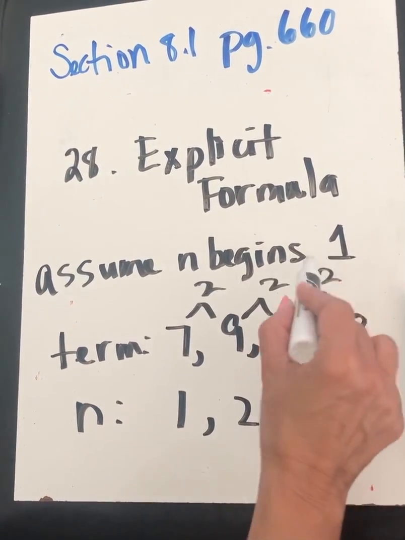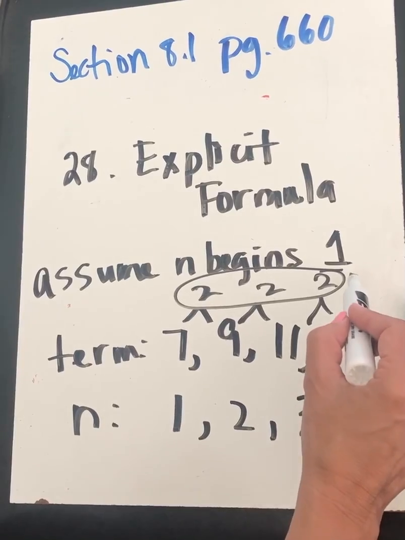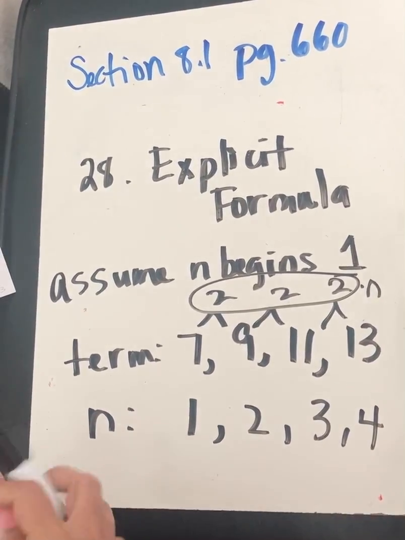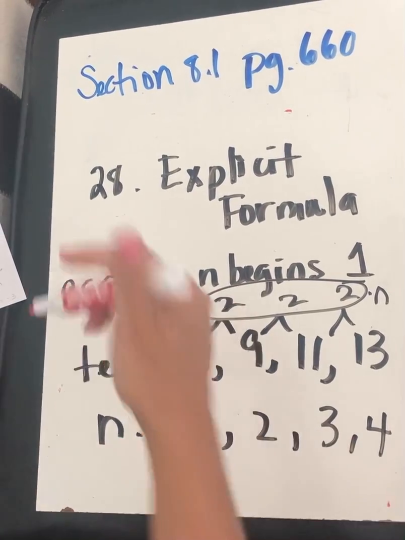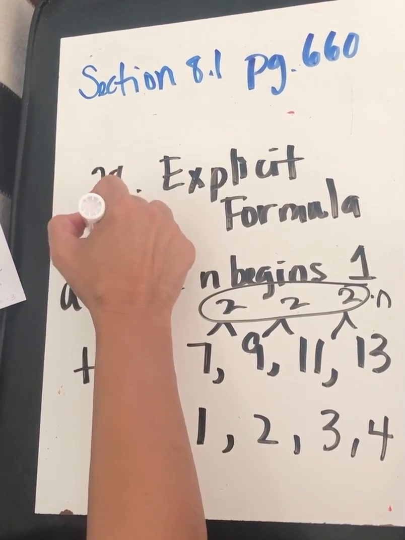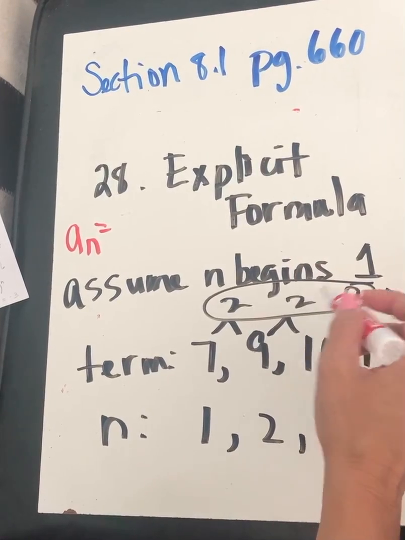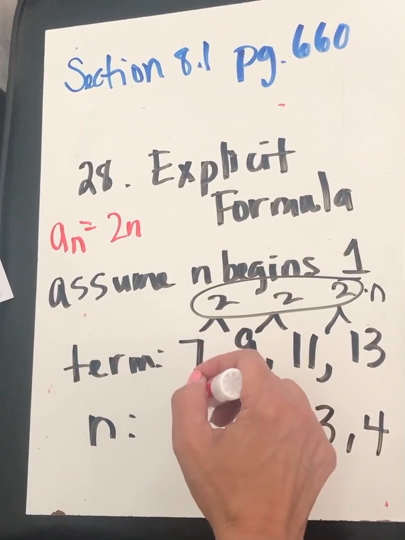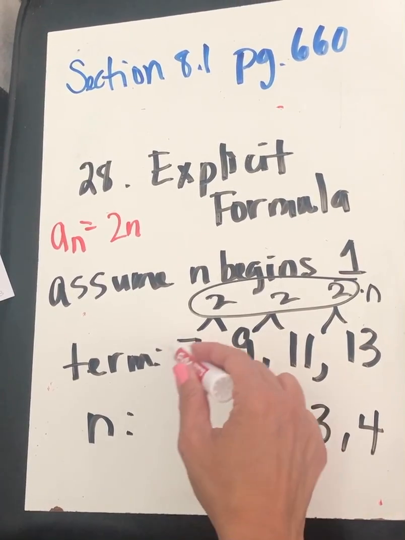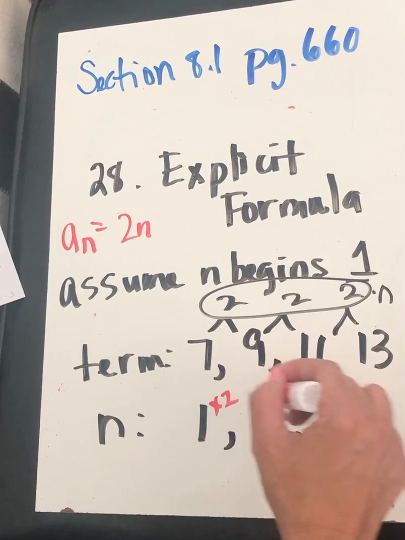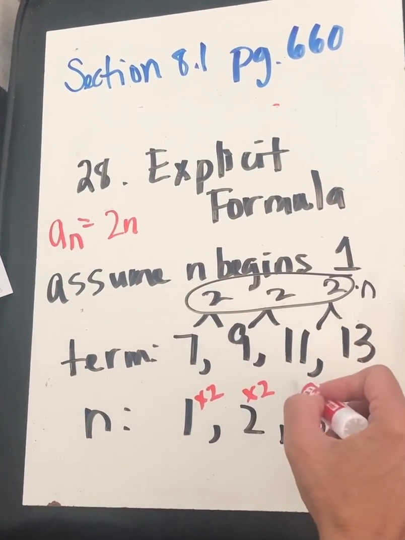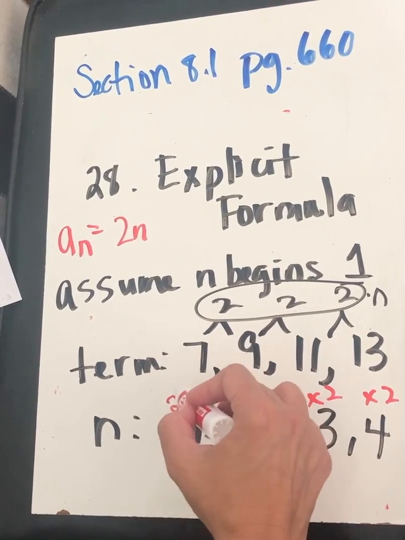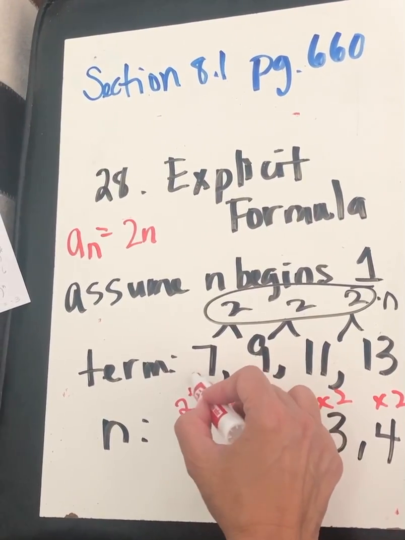So that basically is going to be your slope, or what you're going to multiply by n in your formula. So the formula is going to be a subscript n equals 2 times n. Then look to see how you can go from n to the term. So if I take this times 2, which is what we found by looking at what that was increasing by, 1 times 2 is 2, but how can I go from 2 to 7? I would have to add 5.